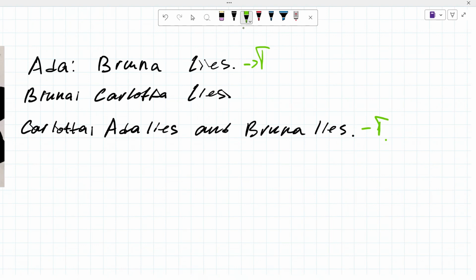If you go for the statement of Carlota, Carlota is saying Ada lies and Bruna lies. We are assuming this is true, so Ada lies is true. Then we go back to Ada, and Ada says Bruna lies. But we know that Ada is telling the truth, while in this case Ada lies. So there is an inconsistency: here Ada lies, I will write false, and here Ada is telling the truth. So Ada and Carlota cannot both tell the truth at the same time.